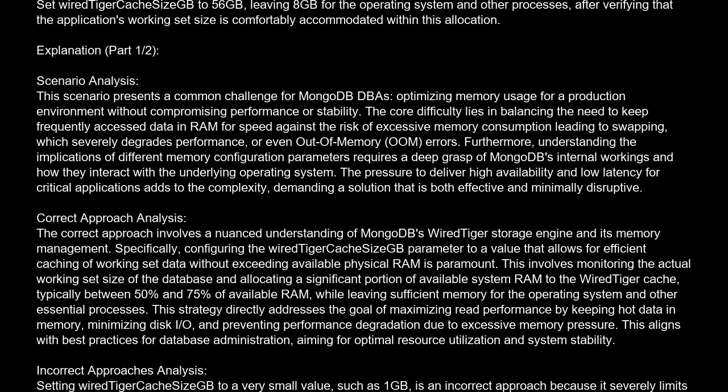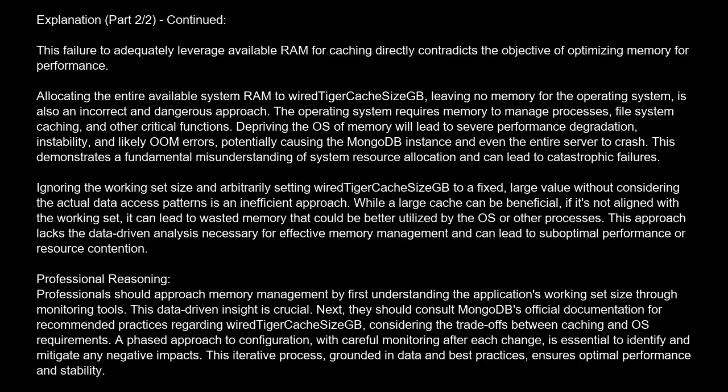Incorrect approaches analysis. Setting wiredTigerCacheSizeGB to a very small value, such as 1 GB, is an incorrect approach because it severely limits the amount of data that can be cached in memory. This will lead to frequent disk reads, significantly slowing down query performance and increasing I/O load on the storage subsystem. This failure to adequately leverage available RAM for caching directly contradicts the objective of optimizing memory for performance.